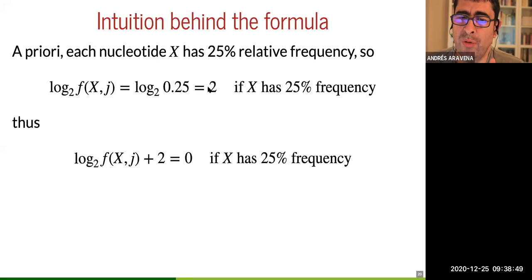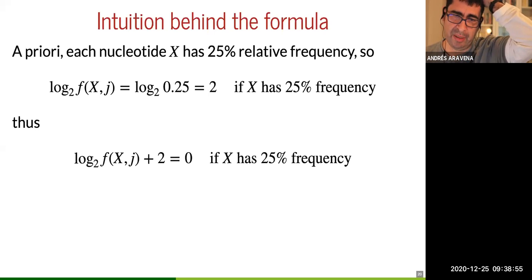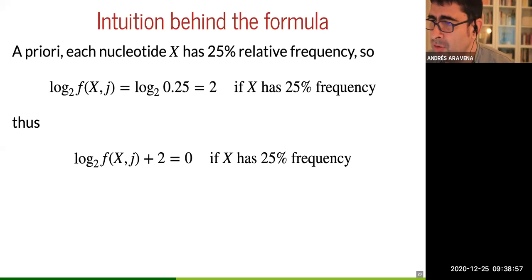So if you have 25% of probability, the log will be minus 2. Yeah, this is a minus, okay? I will fix it in a minute. Therefore, if I add 2 to this logarithm, you will get 0. Every nucleotide that has 25% of probability, or 25% relative frequency, if you like, this log will be -2, but adding 2, it will give you 0.